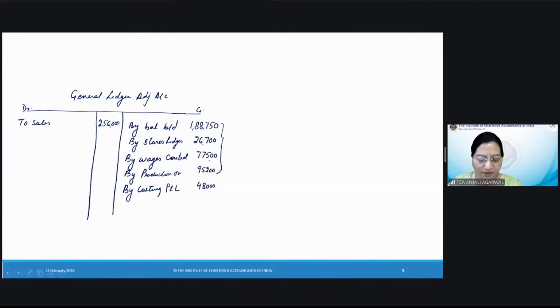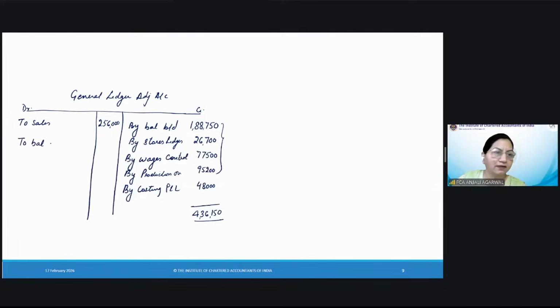Now, 1,88,750 plus 26,700 plus 77,500 plus 95,200 and plus 48,000. So the total of the credit side is 4,36,150. The total cost and the profit incurred. So if the entire thing is sold, this would have been the sales. But the sales is only 256. So that means the other cost remains with us.